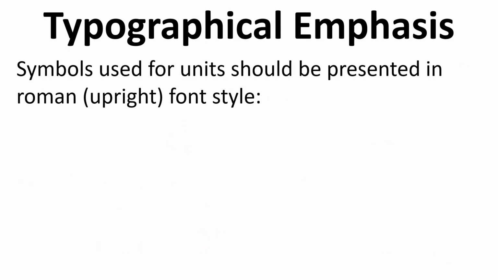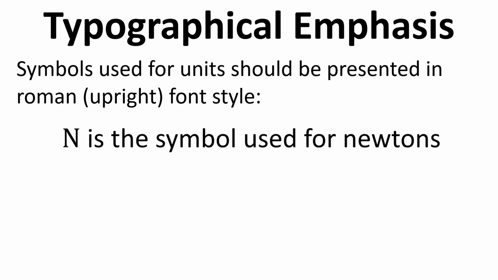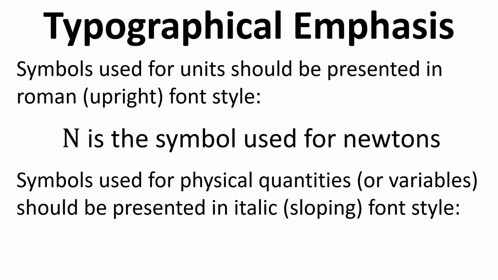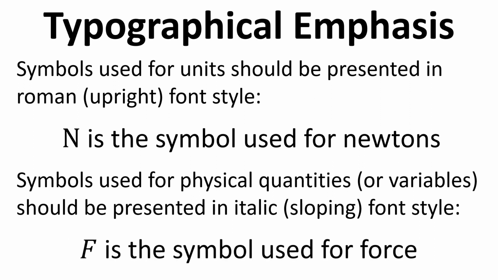Now we're going to look at typographical emphasis. So when we have a symbol that's used for a unit, that should be represented in Roman or upright font style. So this is an example here. We've got an N, and that's the symbol that we use for newtons, and it's just in the upright font style. When we have symbols that are used for physical quantities or variables, they should be presented in italics or in sloping font style. So here we've got F, and that's the symbol that's being used for force, and we have to italicize that.